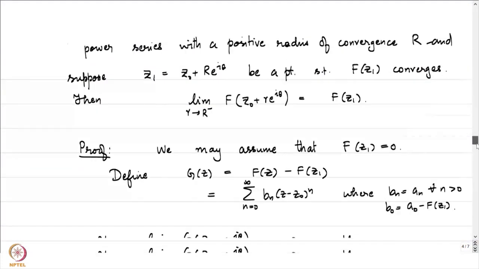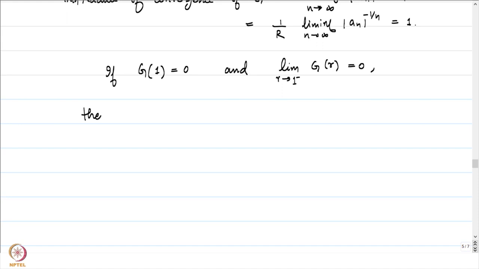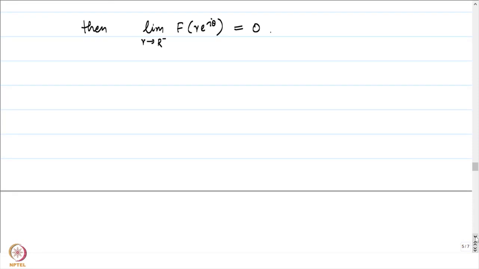And suppose we have proved the result for the case when theta is equal to 0 and r is equal to 1. That would mean that the statement would be now like this: if g of 1 is equal to 0 and limit r going to 1 minus g of r is equal to 0, then limit r going to r minus f of r e to the power i theta is equal to 0. So you should just check that this is exactly the same. And because of all these reductions, we have finally reduced proving the Abel's lemma to the following statement.